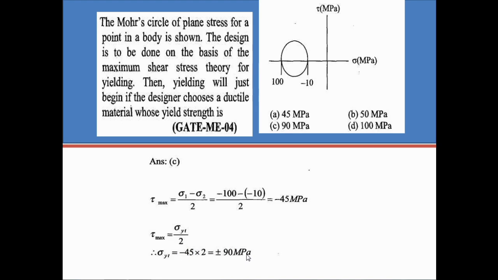And for an isotropic material, the yield stress in tension is equal to the yield stress in compression. It can be represented as plus or minus 90 megapascal. So answer is C.